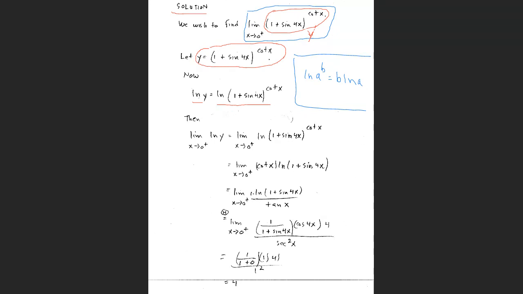So you see, rather than looking at the limit of the function y as x goes to 0 from the right, let's look at the limit of the function natural log of y as x goes to 0 from the right. Well, that would be the same as the limit of the cotangent of x times the natural log of 1 plus the sine of 4x as x approaches 0 from the right.